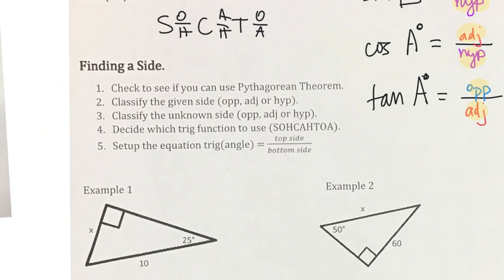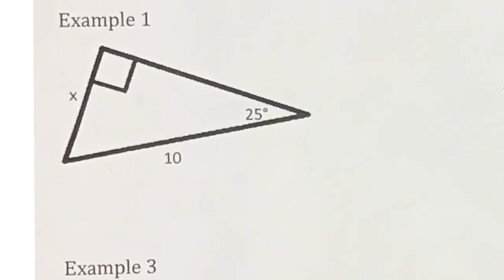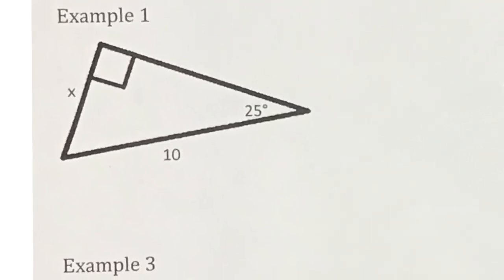So let's see. What do we got to do? Number one, solve for x. Okay, so we have a 25-degree reference angle. So let's first identify our sides. What side is your hypotenuse? The 10 is your hypotenuse. And what side is x?